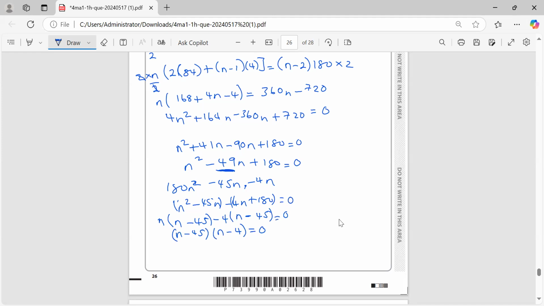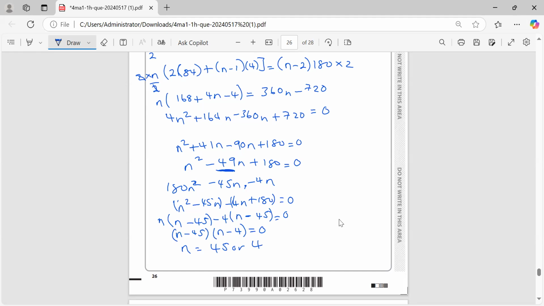So the two values of n are 45 or 4, right? So we now have the two values of n, 45 and 4.